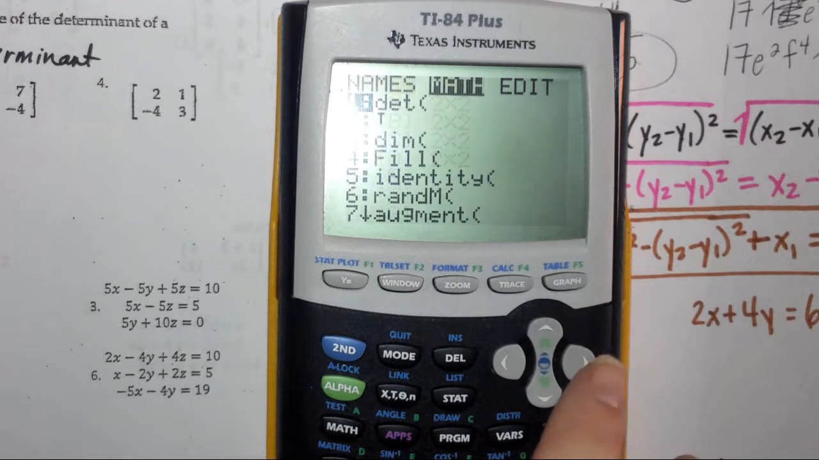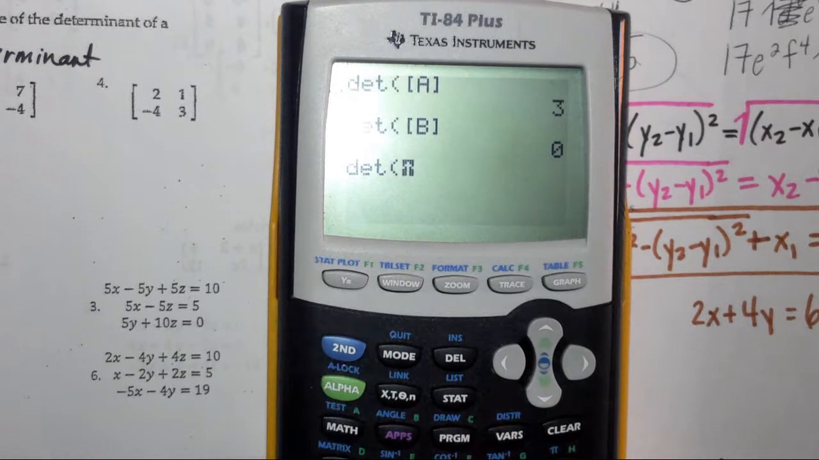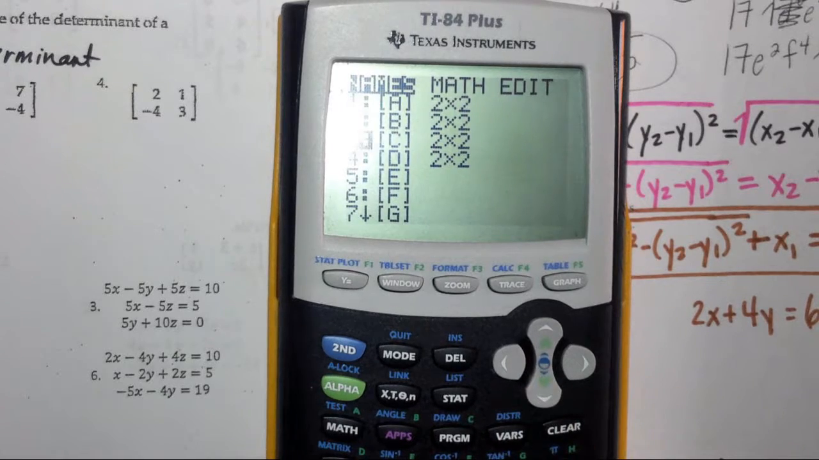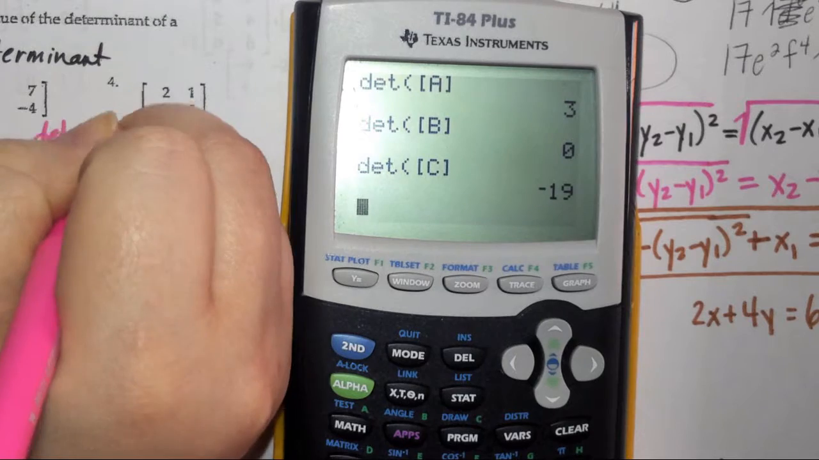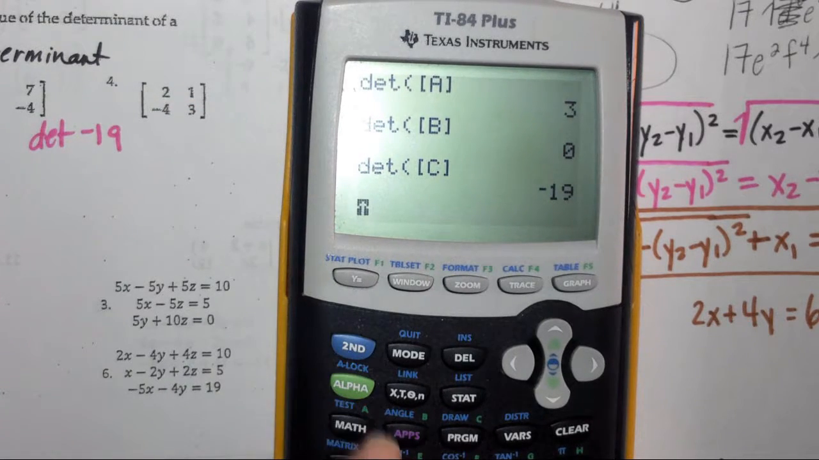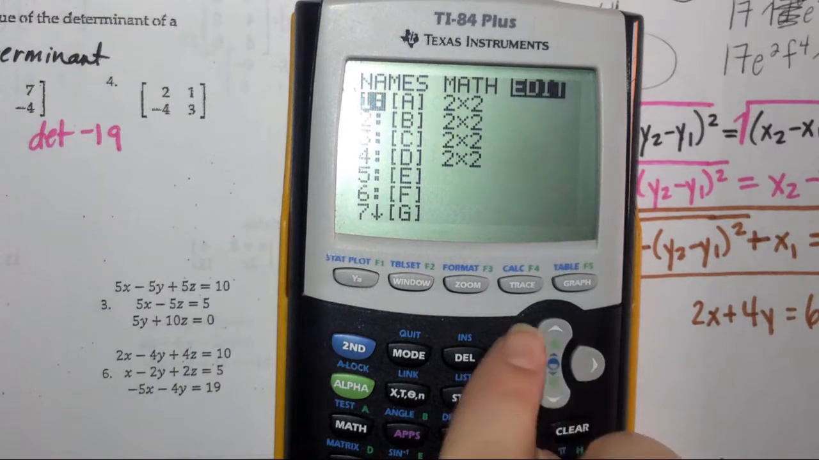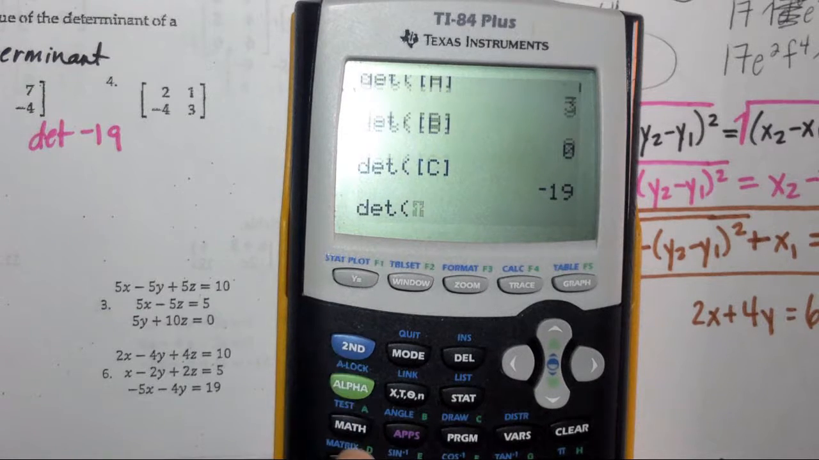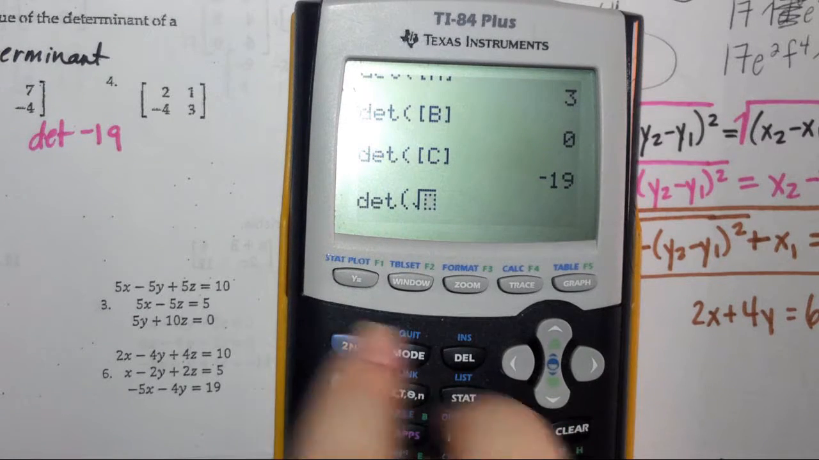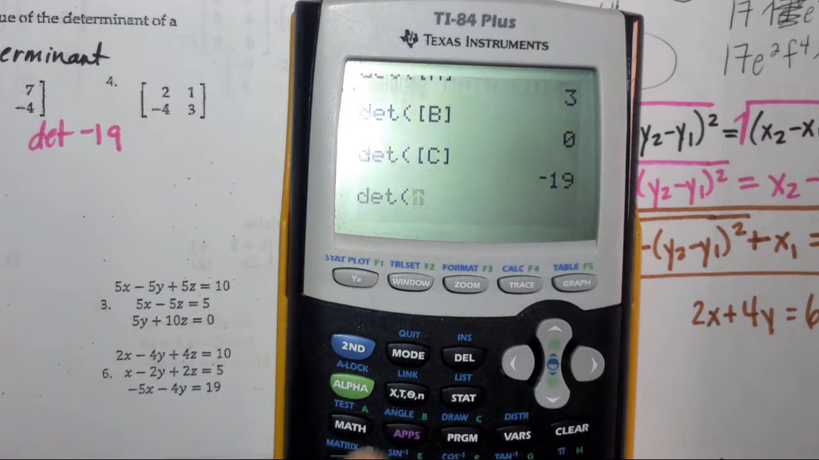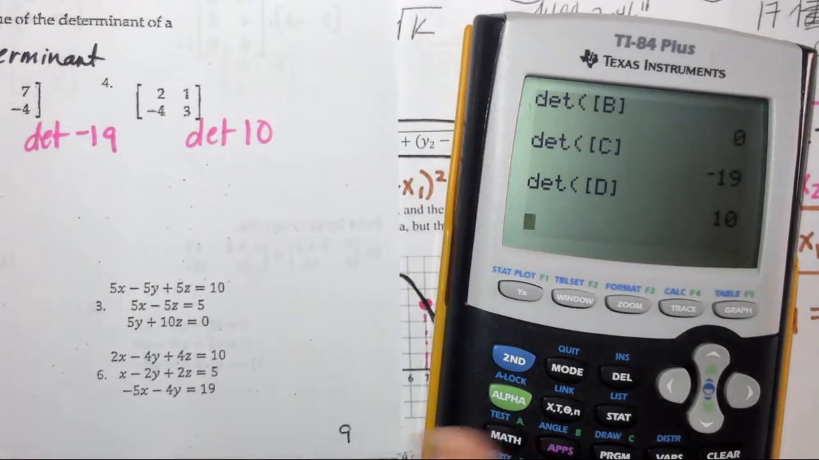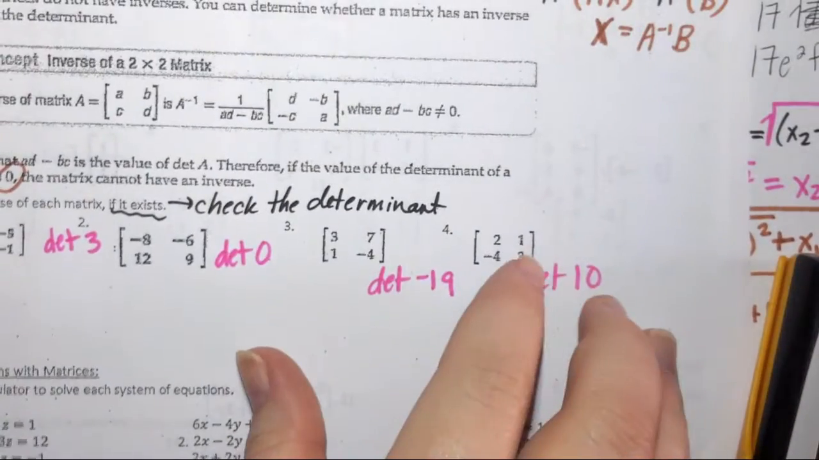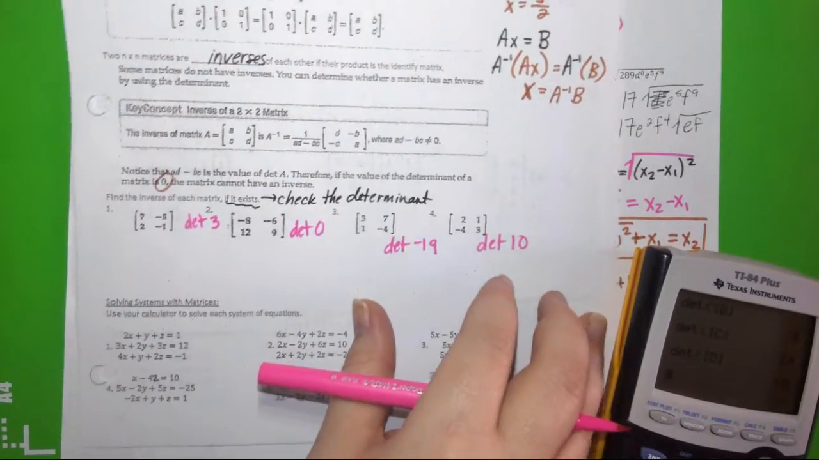Okay, second matrix, we want to do the determinant of C and we get negative 19. And then for the last one, second matrix, we want to do the determinant of D. 10. You're fast, eh? And it is 10. Okay, did anyone not understand how to calculate the determinant on their calculator?